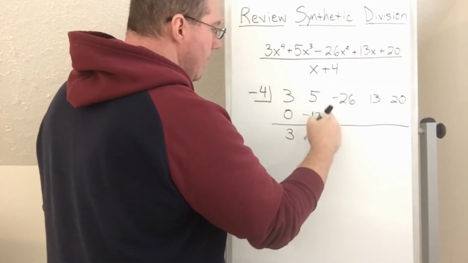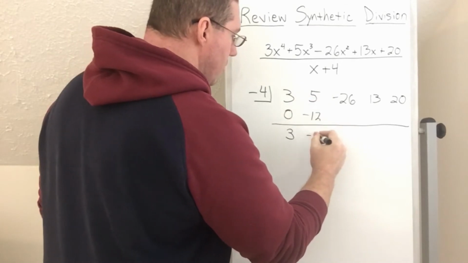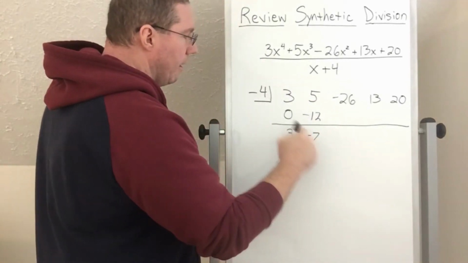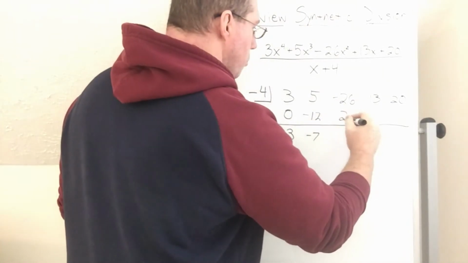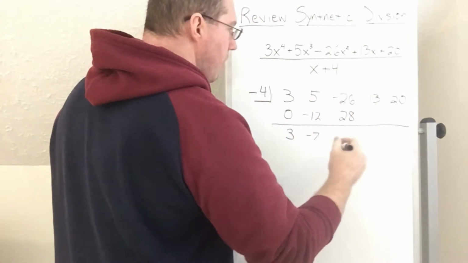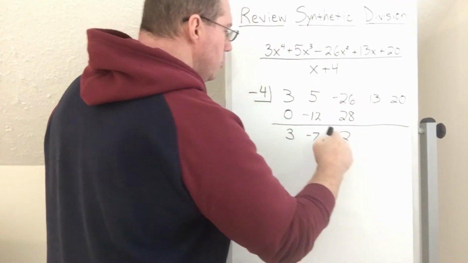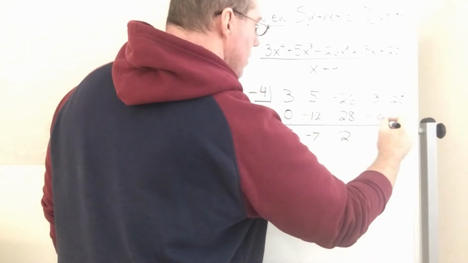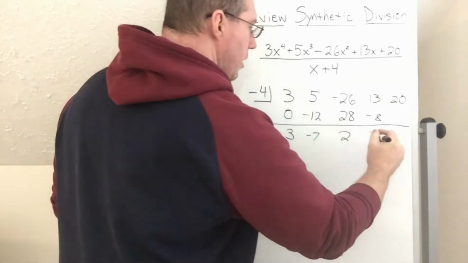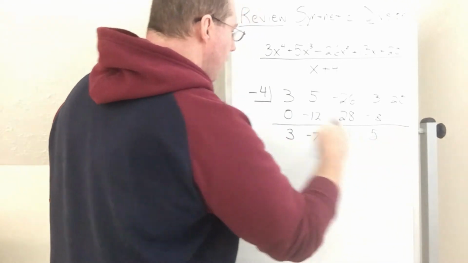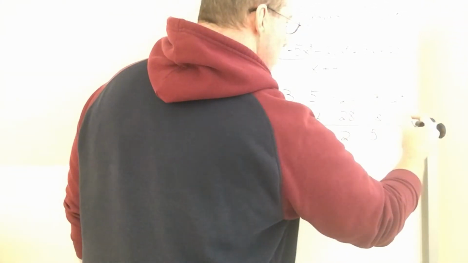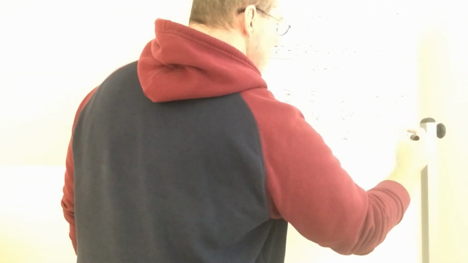Now we're going to add negative 12 plus 5 is negative 7. Now we're going to multiply. Negative 7 times negative 4 is 28. 28 plus negative 26 is 2. 2 times negative 4 is negative 8. Negative 8 plus 13 is 5. 5 times negative 4 is negative 20. And negative 20 plus 20 is 0. And this last number, we always box that off.